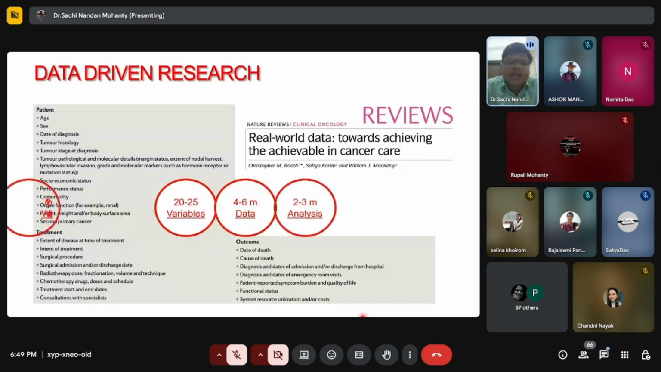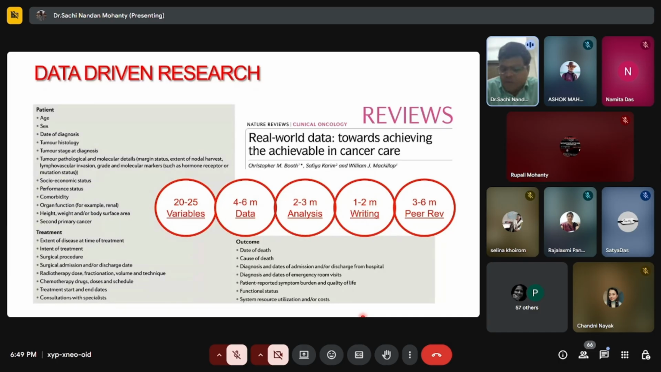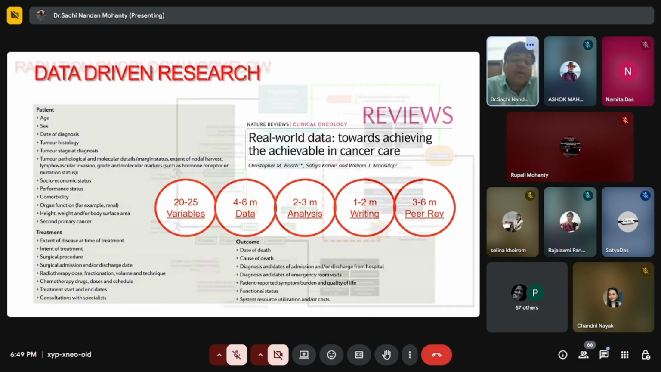Now, suppose you can find 20 to 25 variables, so you can collect them by using an optimized process. The data collection may require 4 to 6 months. Then 2 to 3 months will be analysis, and writing we can call 1 to 2 months. Then you can publish a report. We can find 3 to 6 months after the peer review process.